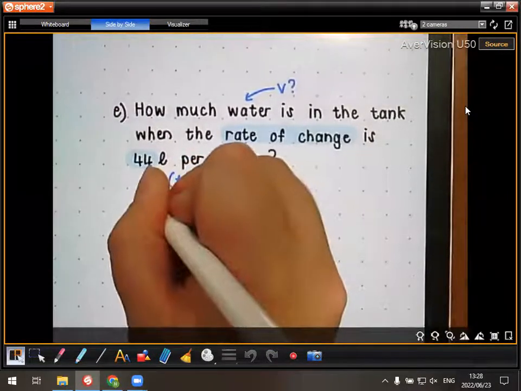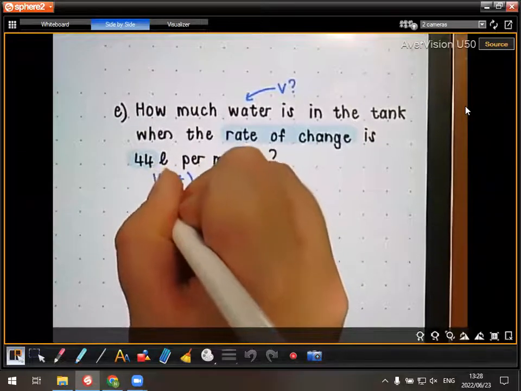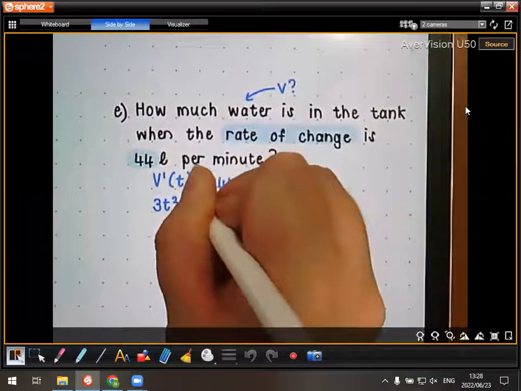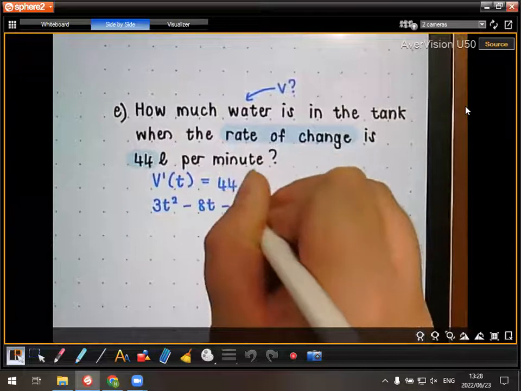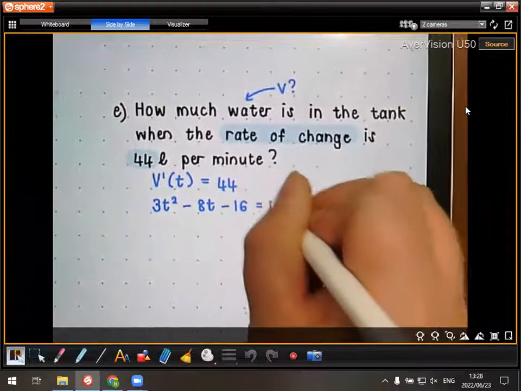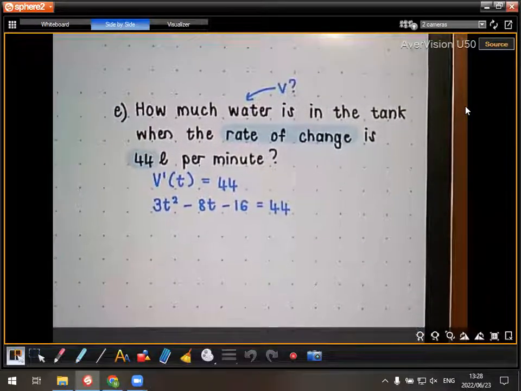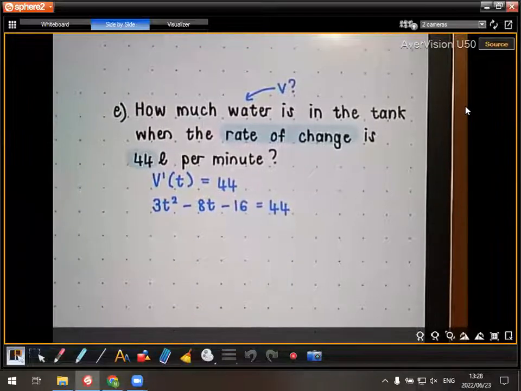So what was that derivative again? Was it 3t squared minus 16 is equal to 44? So now we're going to have to move that 44 over to the other side. So negative 16 minus 44.